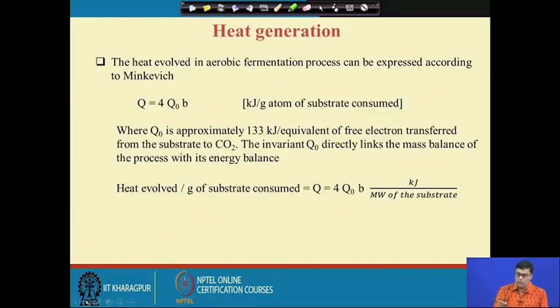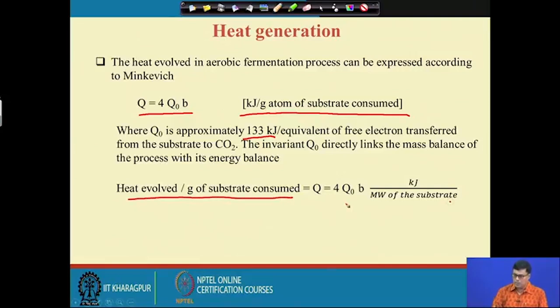Another thing I told you is that stoichiometry also determines how much heat is evolved in the biochemical process. Q equals 4 Q0 into B, and Q0 is equal to 133 kilojoules per equivalent of free electron transferred into B. So, this unit is kJ per gamma atom of substrate consumed. Now, if you divide by the molecular weight of substrate, it will be heat evolved per gram of substrate consumed. Now, if you divide by yield coefficient, you can easily find out how much heat is evolved per gram of cell mass produced.